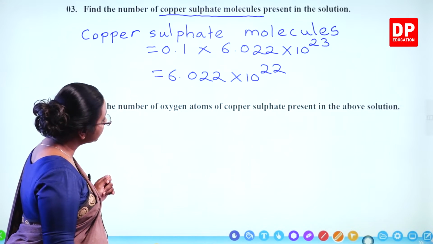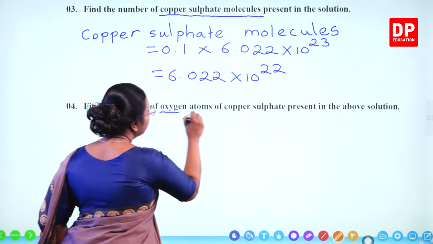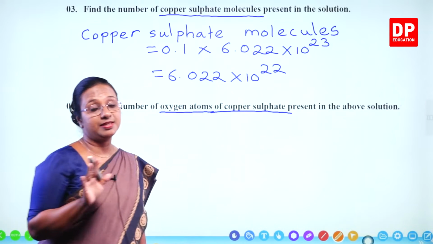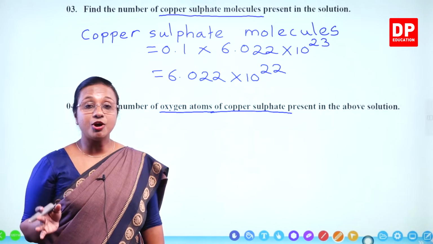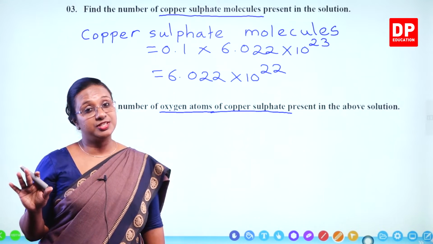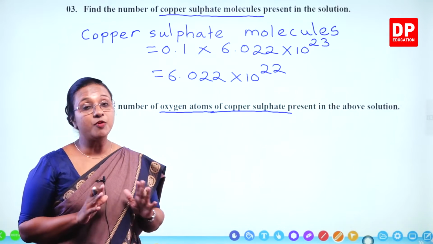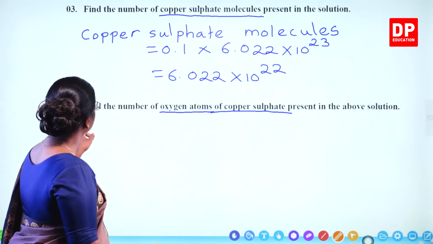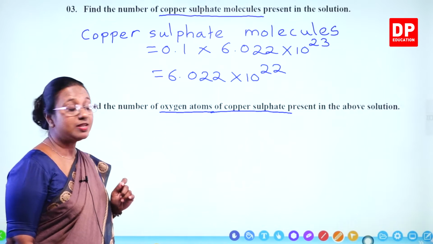Find the number of oxygen atoms of copper sulfate present in the above solution. So here note the question, students. Oxygen atoms of copper sulfate present in the above solution. Why do they say that? Because if it is a solution, you all know there is copper sulfate as well as water, and water also has oxygen. So what are we doing here? We are not considering the oxygen from water. It is the oxygen only from copper sulfate molecules. So find the number of oxygen atoms of copper sulfate present in the above solution.